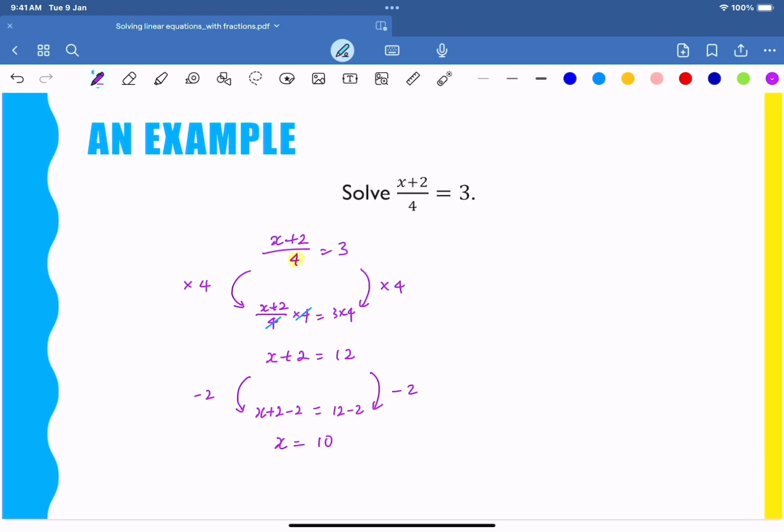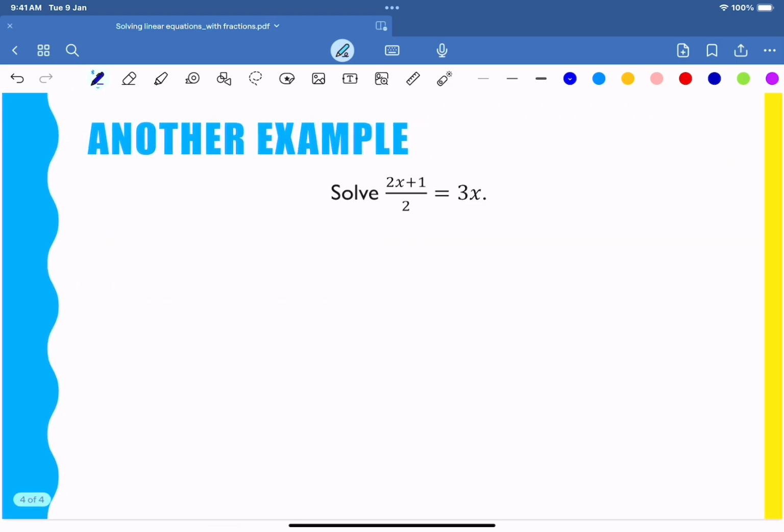Let us look at another equation down here. This time around the equation seems a little bit more complex, but actually isn't. If you look at this, (2x plus 1) whole thing divided by 2 equals 3x. Now always think about how do I remove the denominator. To do that, I would think about multiplying 2 on the left and 2 on the right.